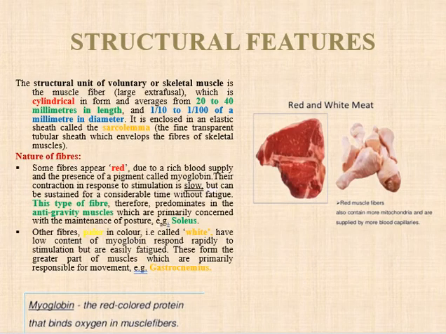Structure features. The structural unit of the voluntary skeletal muscle is the muscle fiber, a large extrafusal fiber, which is cylindrical in form and averages from 20 to 40 millimeters in length and 1/10 to 1/100 of a millimeter in diameter. It is enclosed in an elastic sheath called the sarcolemma, the fine transparent tubular sheath which envelops the fibers of the skeletal muscles.